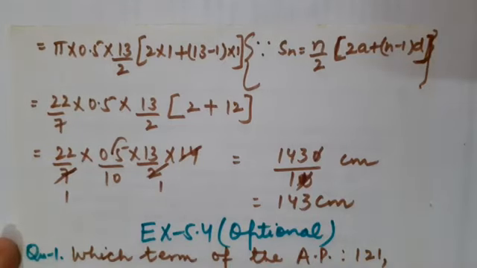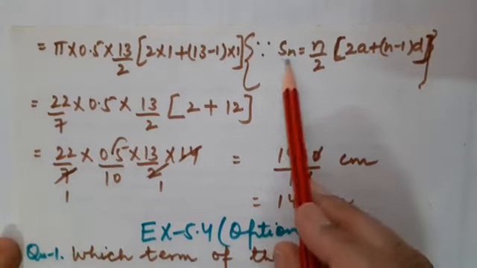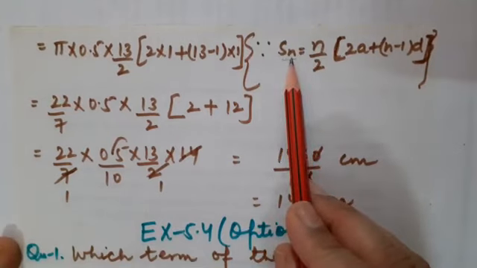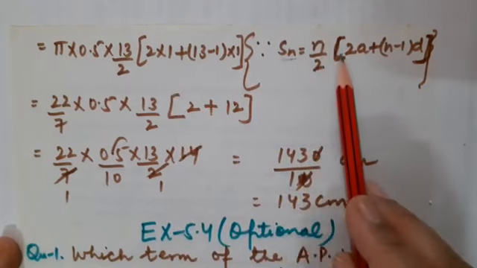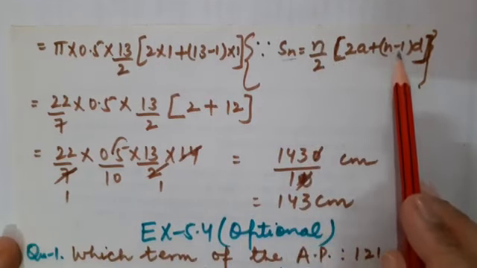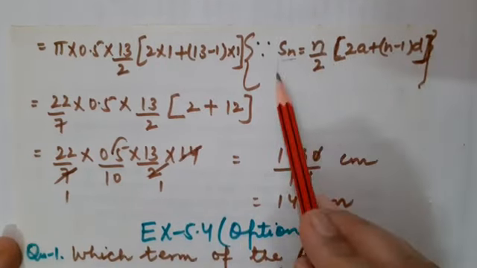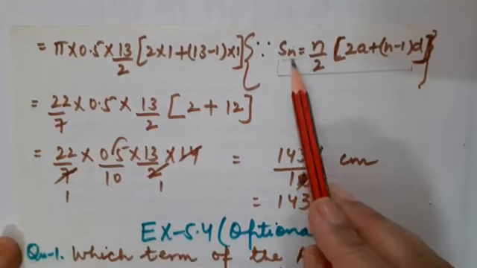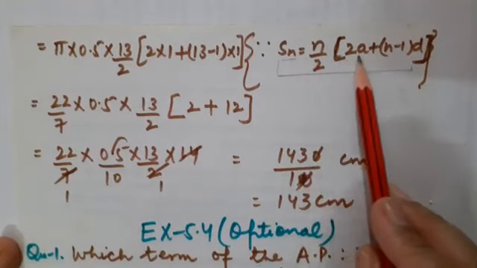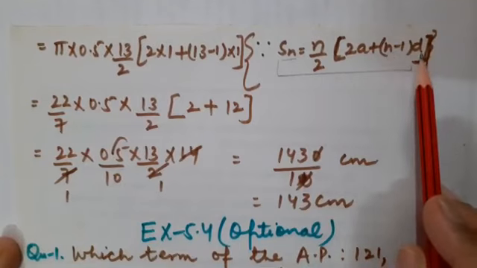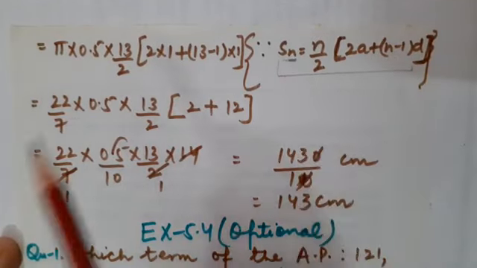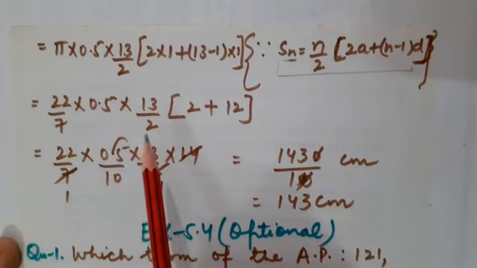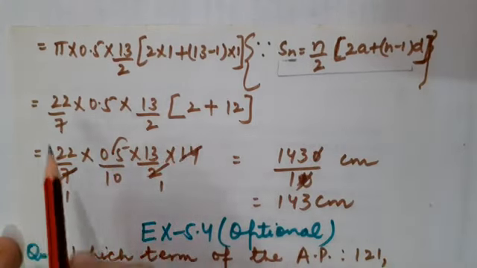Now I will have to just find the sum 1 plus 2 plus 3 up to 13. Children, you know the formula of finding the sum of the first 13 terms. It would be S13 is equal to 13 by 2 into 2a plus 13 minus 1 into d. Correct? This is the general formula, that is Sn is equal to n by 2 into 2a plus n minus 1 into d. So wherever I said n just now, there I am going to insert 13. Why? Because I have to calculate the sum of the first 13 terms.